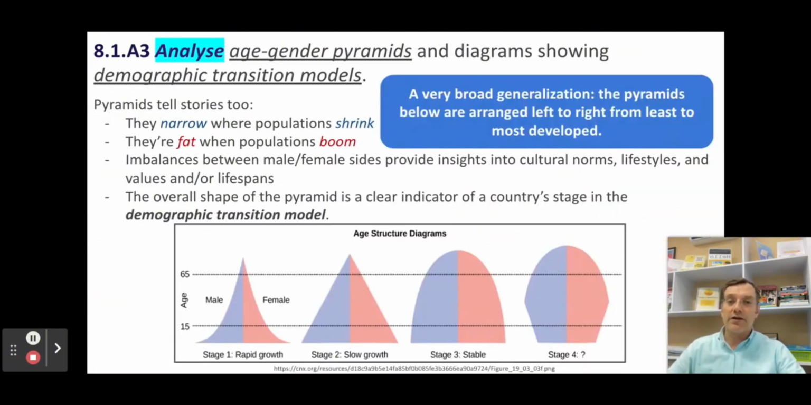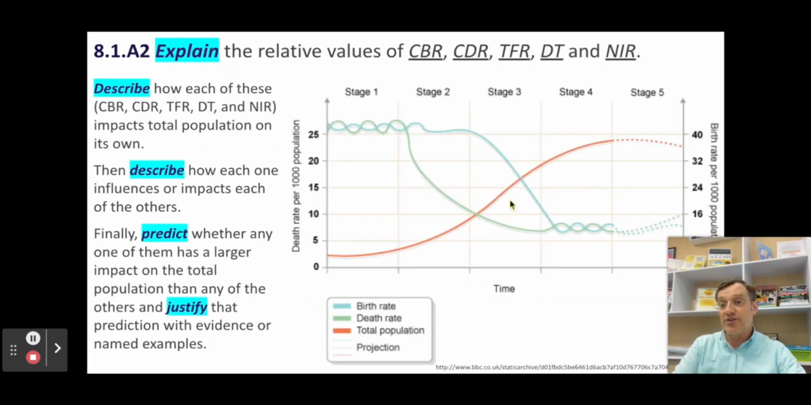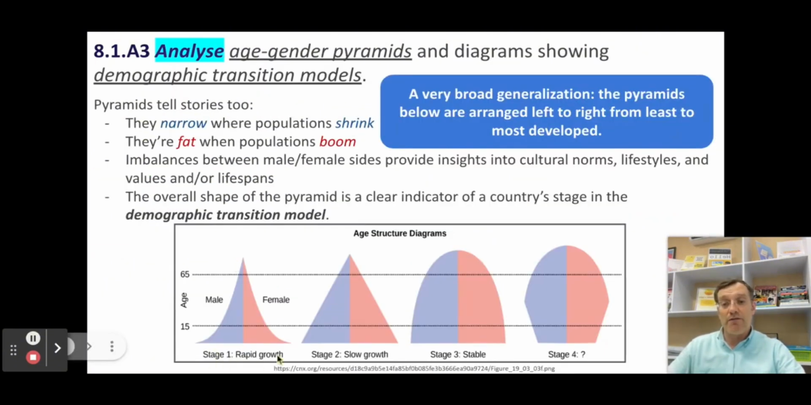Probably one of the most common tools that you'll see when dealing with human populations are these age-sex pyramids. And you should be able to relate the shapes of these pyramids to the different stages here in the demographic transition model. So this stage one, where you have rapid growth, you have a very high birth rate, which you can see by the very wide base. And because it has a narrow top, it narrows quite quickly. That also indicates that there's a fairly high crude death rate.